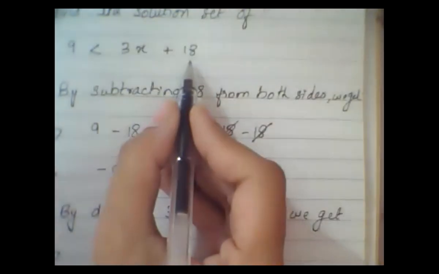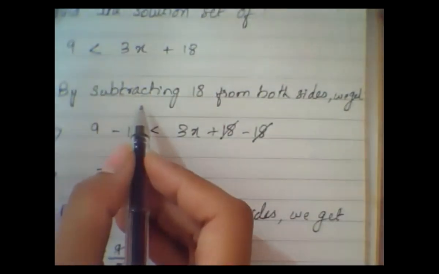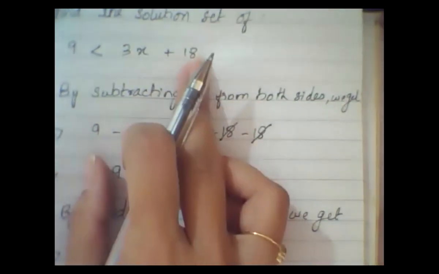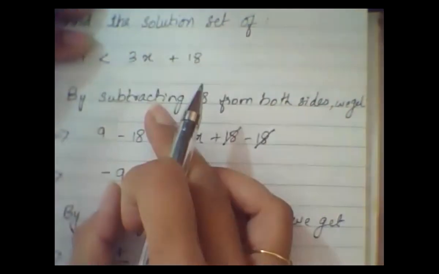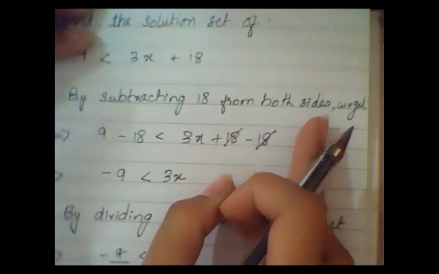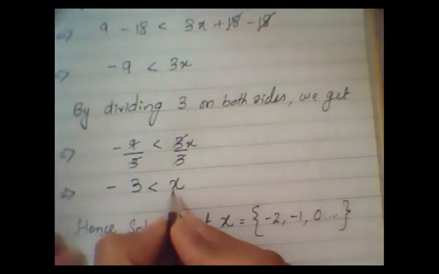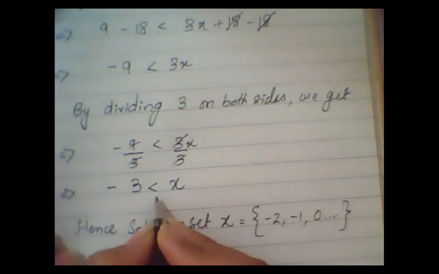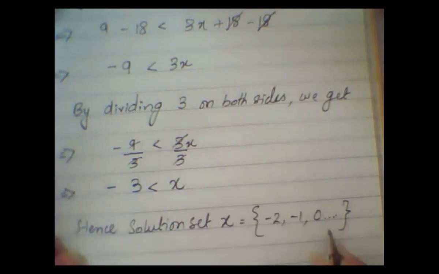If the number is adding, we have to write by subtracting. Okay, if number is adding over here, we have to write subtracting. If the number is subtracting, we have to write by adding 18 on both sides. Are you getting me? So by dividing 3 on both sides, we get this, and we have to read from the variable that x is greater than minus 3. So the solution set is like this.